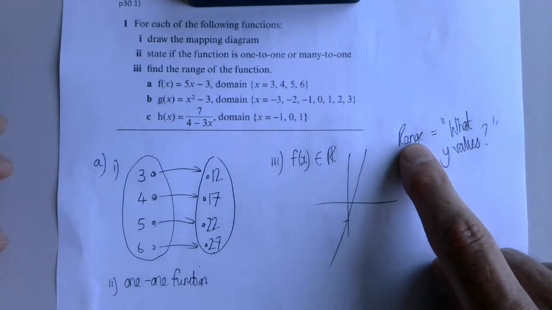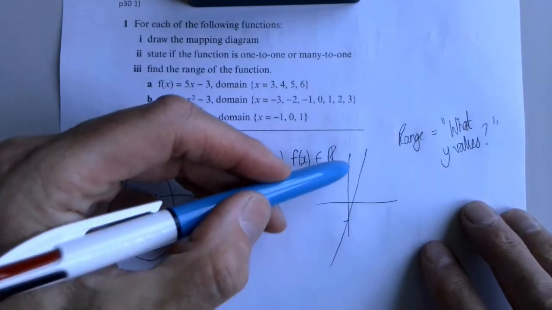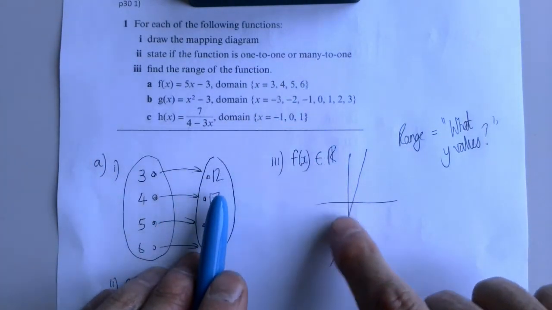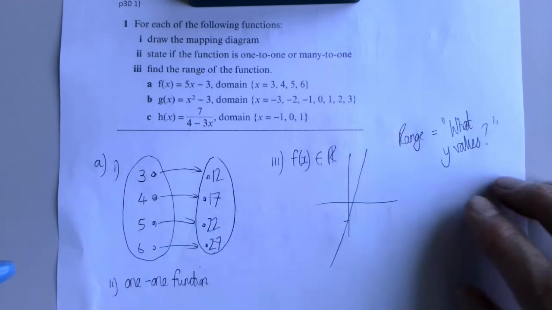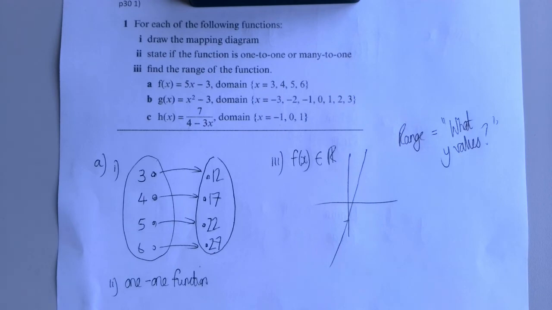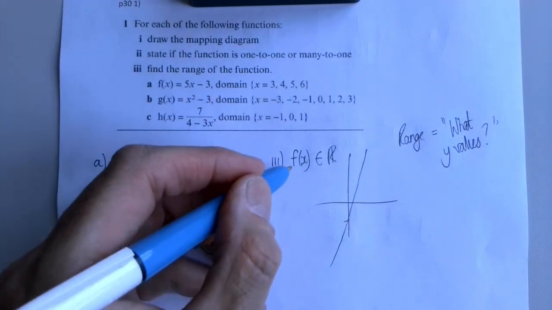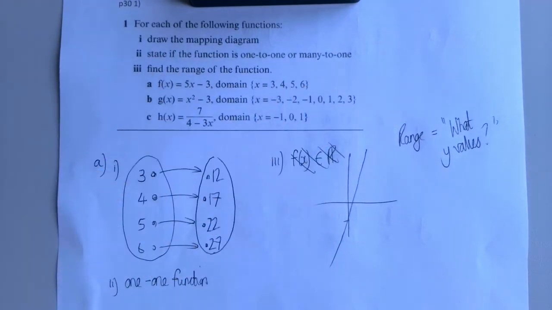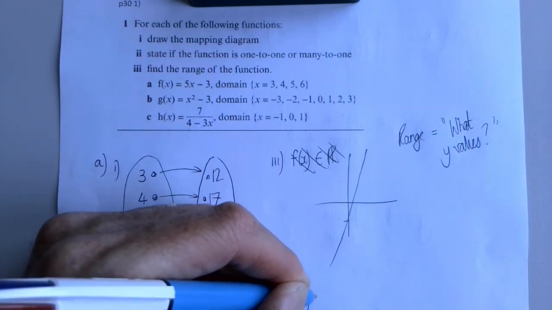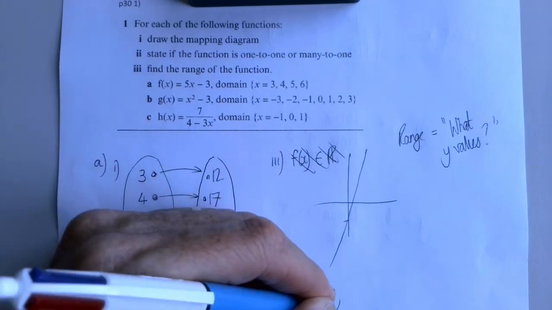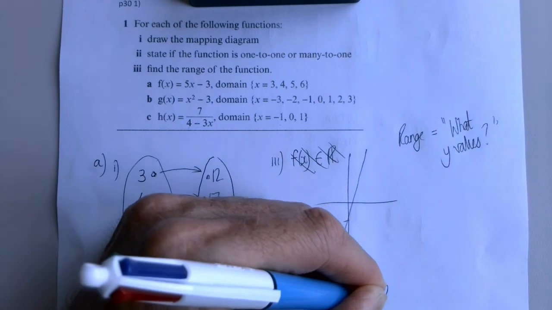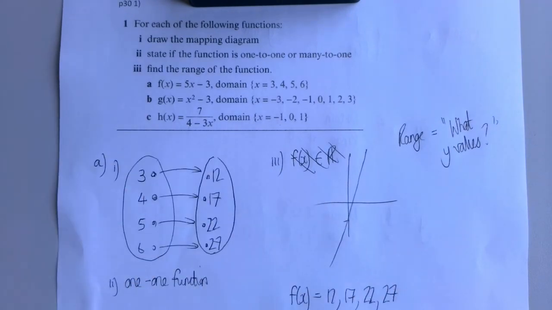And for the range, well, the range is what y values do we get? If it wasn't for this limit to the domain, I'd say I get any y value from this function, f of x can be any value. However, we're only putting those numbers in, so actually f of x can just be equal to those numbers there. Simple as that.